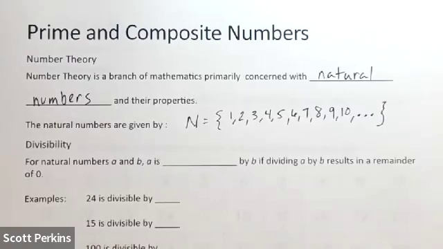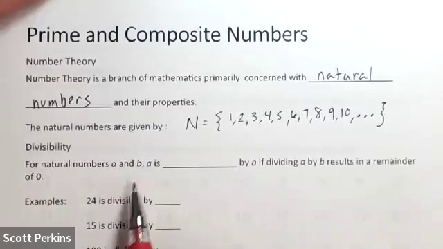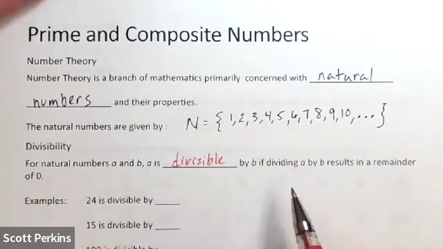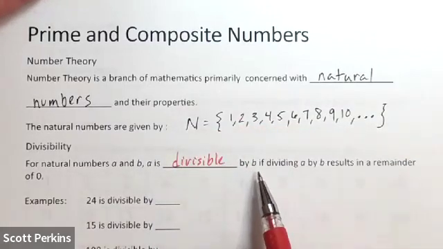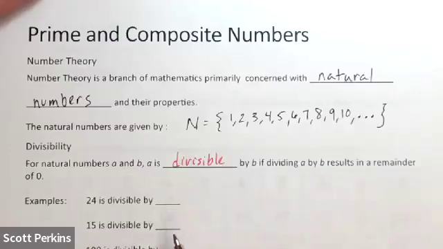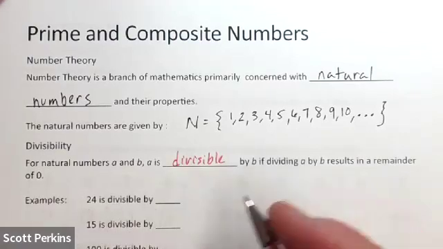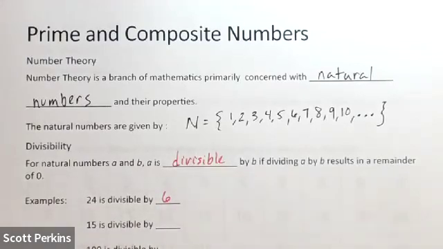One of the first things we want to talk about is the idea of divisibility. How are natural numbers related to one another? The definition of divisibility for two natural numbers, A and B: we say that A is divisible by B if dividing A by B results in a remainder of 0. For instance, 24 is divisible by, say, 6, because when I divide 24 by 6, I have a remainder of 0. It goes in exactly 4 times.